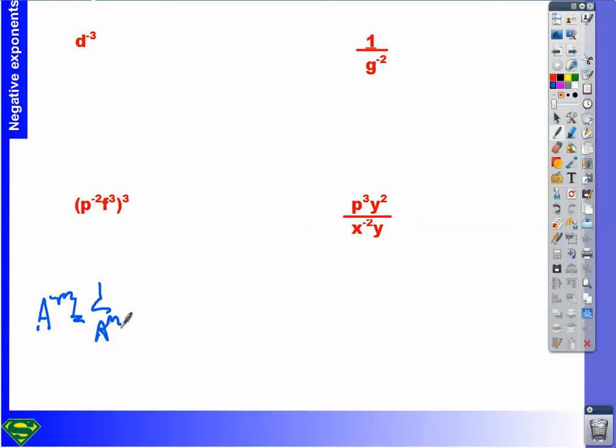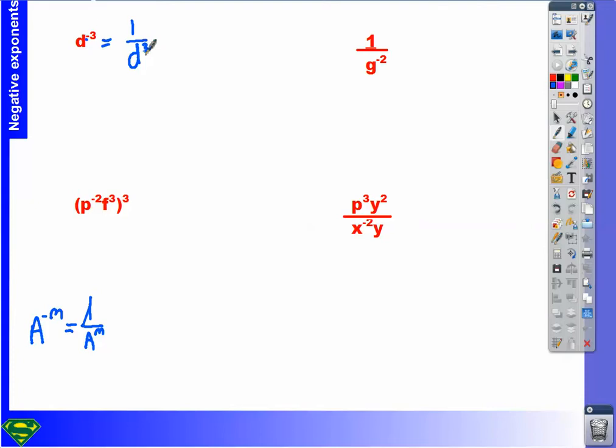Now, if you can't read that, I'll rewrite it because it's unbelievably sloppy. So again, we have a to the negative m power is equal to 1 over a to the positive m power. So that's the rule that we're going to be working with. So in my first problem, I have d to the negative third. So d to the negative third is going to be equal to 1 over d to the positive third. And that's it. It's really that simple.